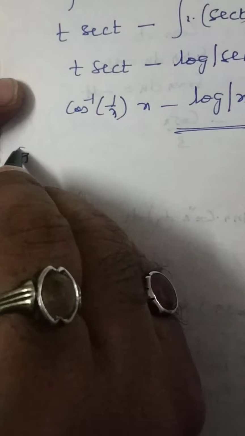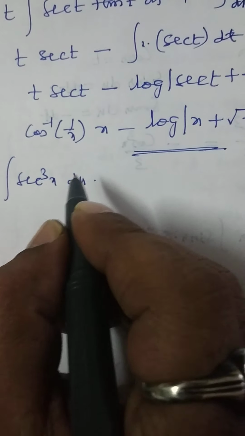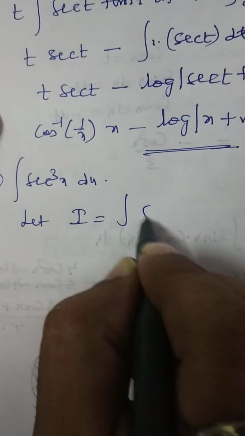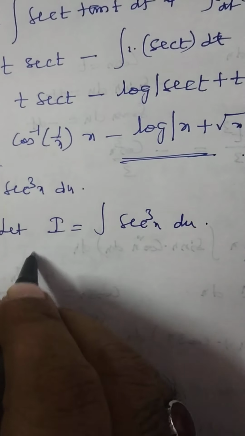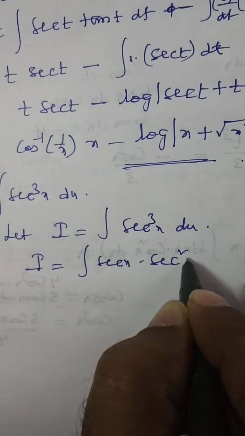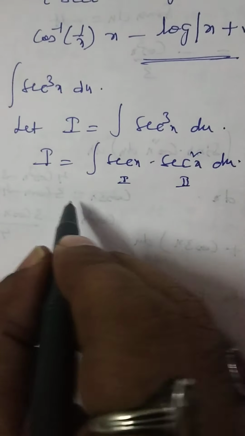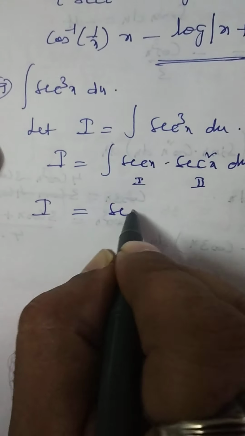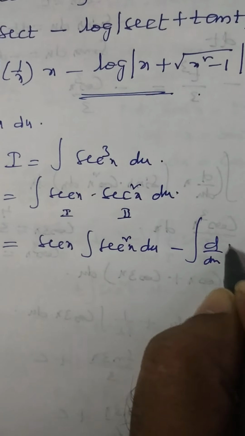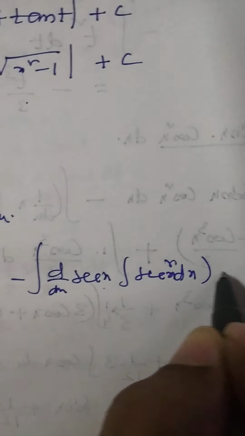Next, coming to problem number 9, integration of secant cube x into dx. So here assume this as I. Let I is equal to integration of secant cube x dx. So I is equal to, I am writing this as integration of secant x into secant square x dx. So I am assuming this as the first function, this as the second function. So that is I is equal to secant x into integration of secant square x dx minus integration of derivative of secant x into integration of secant square x dx whole dx.